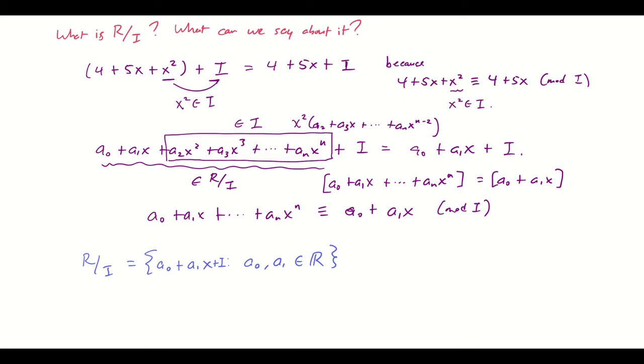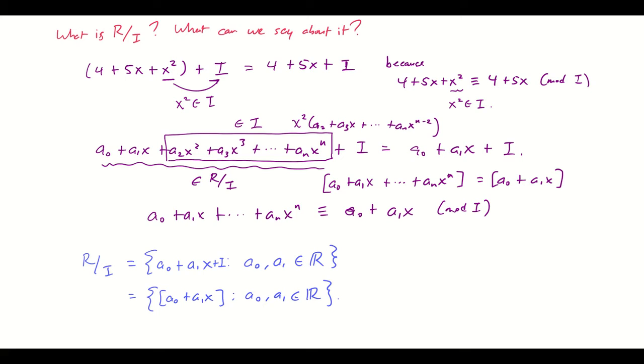It's the set of all cosets. Another way of saying that is it's the set of all congruence classes of a0 plus a1x, where a0 and a1 both belong to the reals. Okay, so that's the ring that we're working in. But now, how do we do addition and multiplication in this ring?